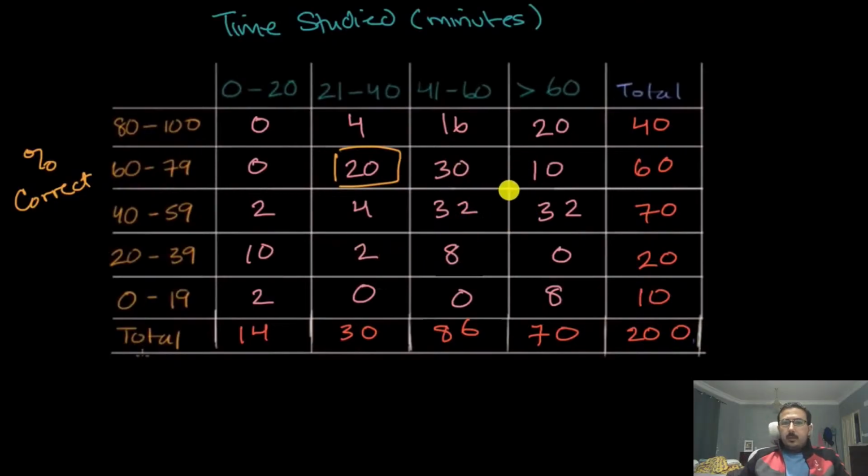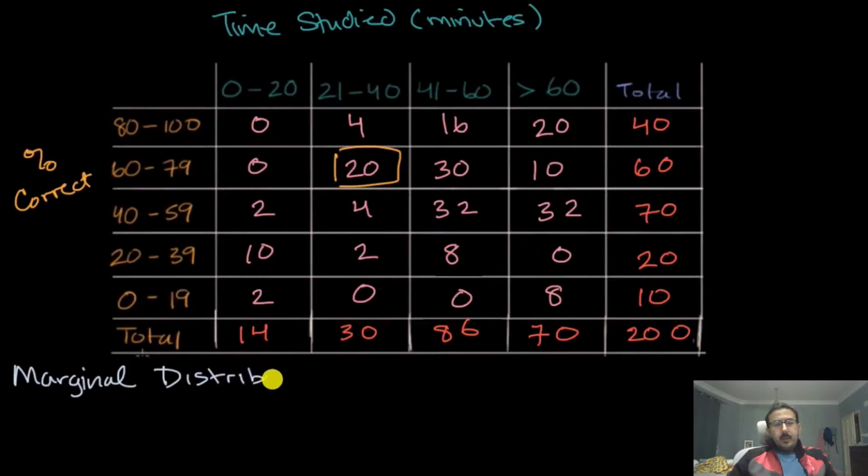But what we're going to focus on in this video is 2 more types of distributions other than the joint distribution that we see in this data. One type is a marginal distribution. A marginal distribution is just focusing on one of these dimensions. And one way to think about it is you can determine it by looking at the margin.